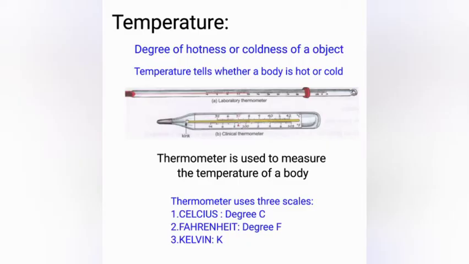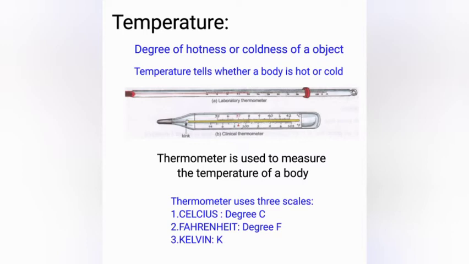What is temperature? Temperature is nothing but the hotness or coldness of an object. It tells us whether an object is hot or cold. When people are sick, they go to the hospital. In the hospital, they use a thermometer to measure the temperature of the body. That is how sick they are. So a thermometer is used to calculate the temperature of a body.